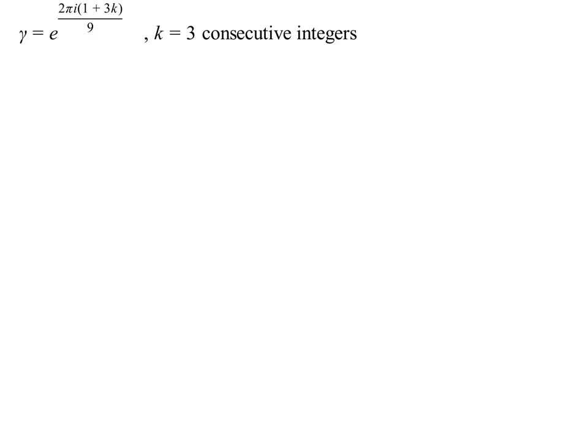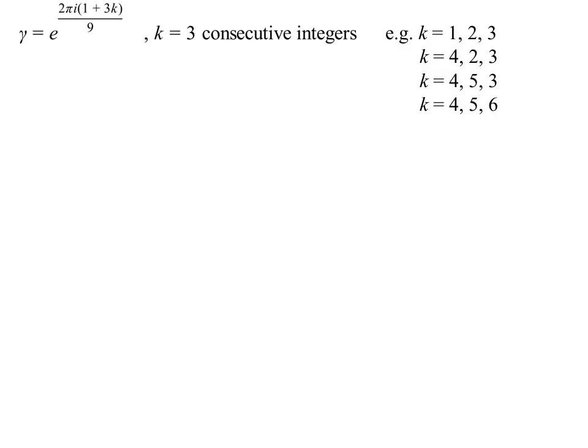Remember, gamma was equal to that expression, and what we said, we chose -1, 0 and 1. But it could have been any 3 consecutive integers. So I could have said 1, 2, 3. I could have said 2, 3, 4, although I've written it in a strange way. I could have said 3, 4, 5. I could have said 4, 5, 6.